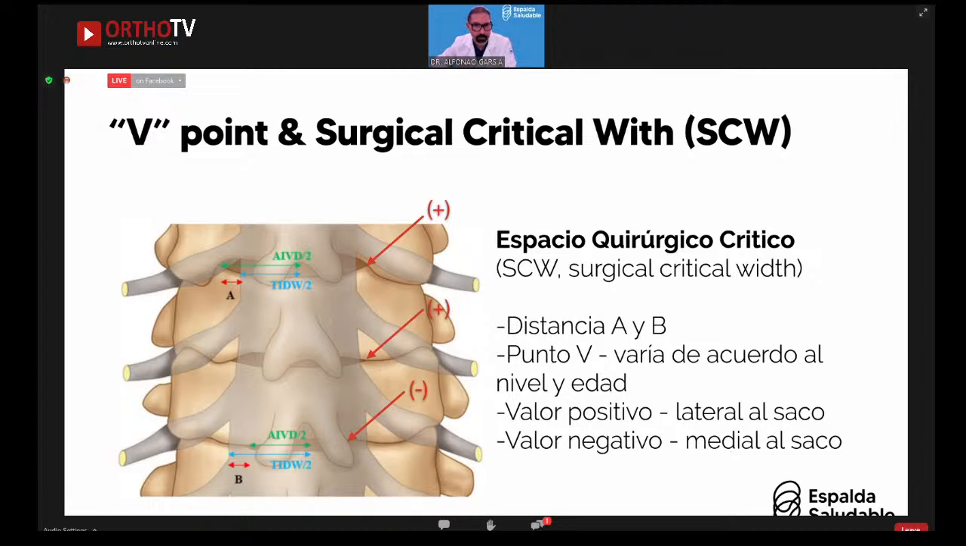So it defines a new term, which is the surgical critical width. And the surgical critical width is the starting point of the V point that is identified during the surgery. So a positive surgical critical width is when the V point stands lateral to the lateral dura. And negative, it is when the V point stands medial to the most lateral border of the dura.